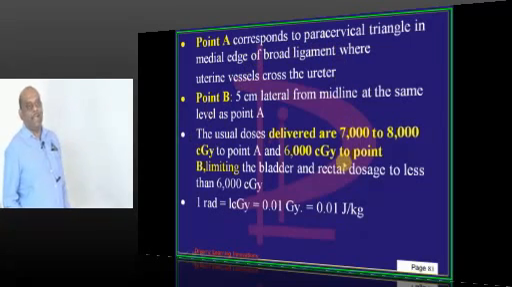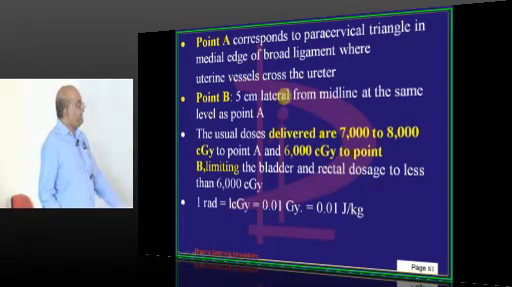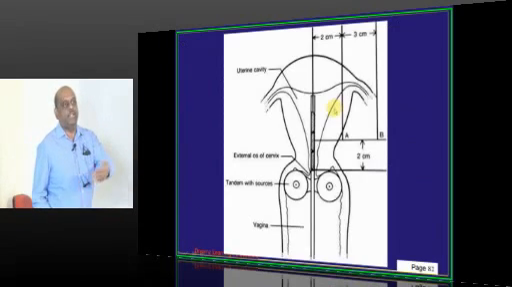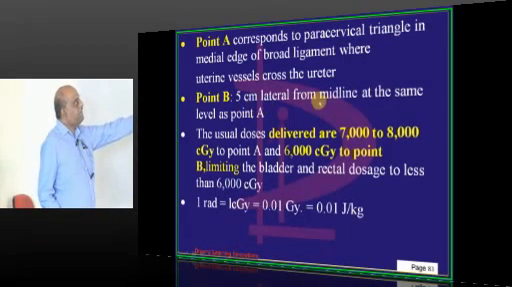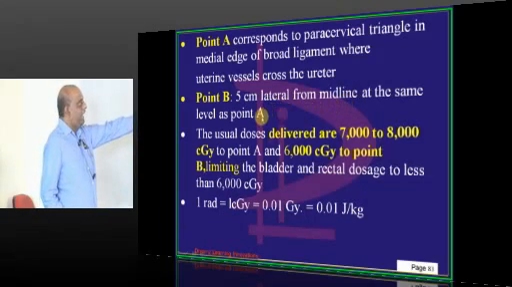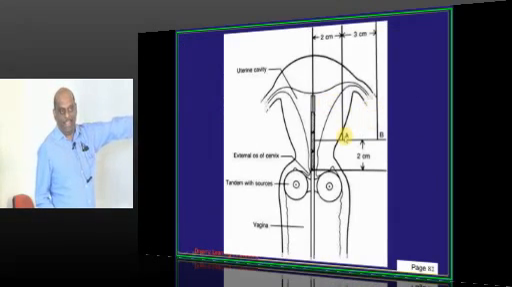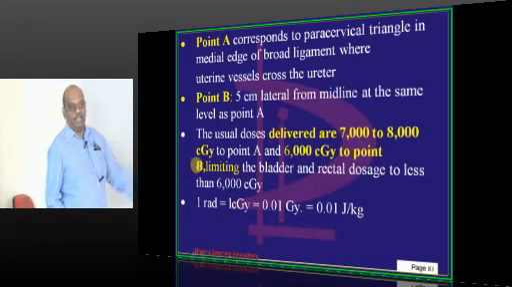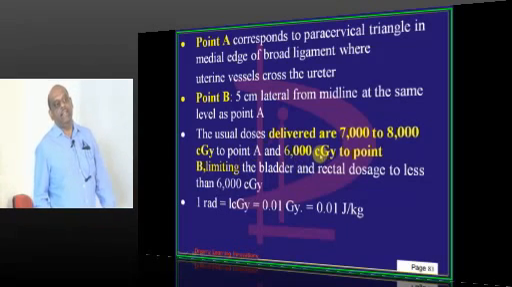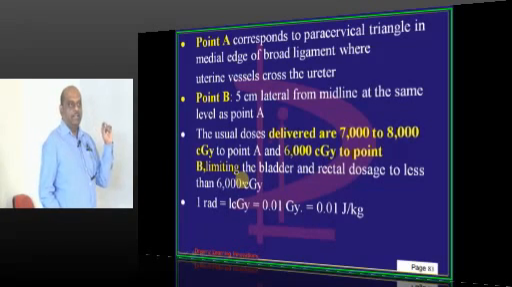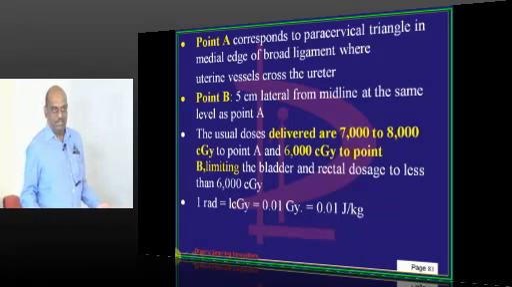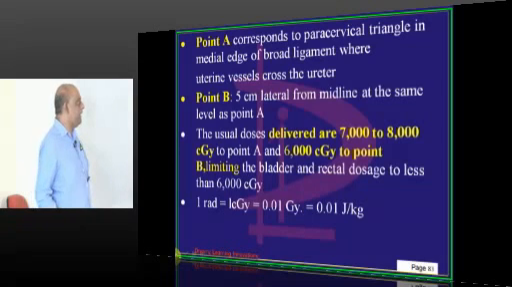So point A is in the paracervical triangle along the medial edge of the broad ligament, and here the uterine vessels cross the ureter, which is an anatomical landmark. Then point B is 5 centimeters from the midline and at the same level as point A. You will deliver about 7 to 8,000 centigray at point A and 6,000 centigray at point B, and the whole idea is to not let the bladder get unnecessary radiation leading to radiation-induced cystitis, and so on.